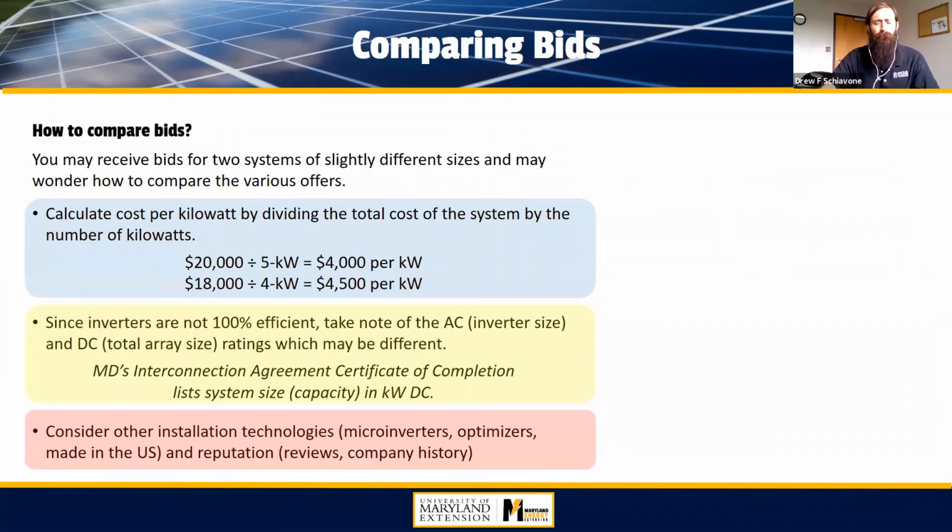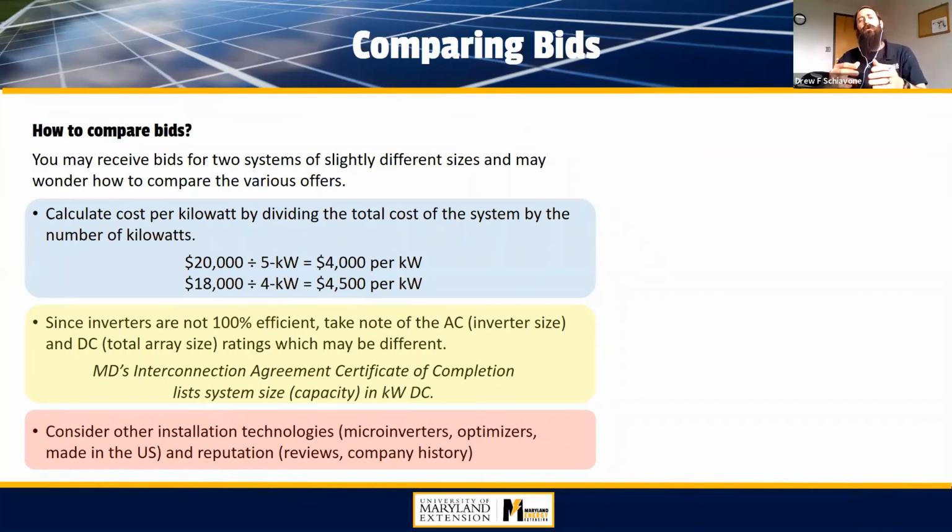But a quick note here, just comparing bids. If you have multiple bids, like I recommended, you probably want to compare them on a per kilowatt basis. So that's the first note I've included here. If you get two bids and they're different sizes, one would be maybe a 5 kilowatt, one would be a 4 kilowatt system. Just divide the cost by the size of that system and you get the per kilowatt basis. And so that's one way to compare two different systems.